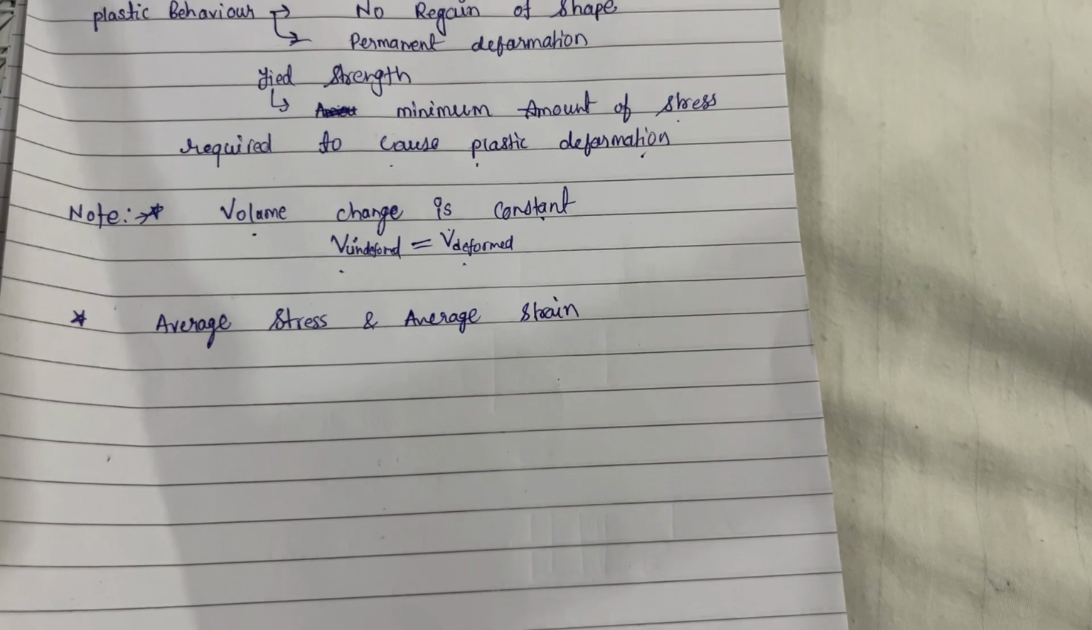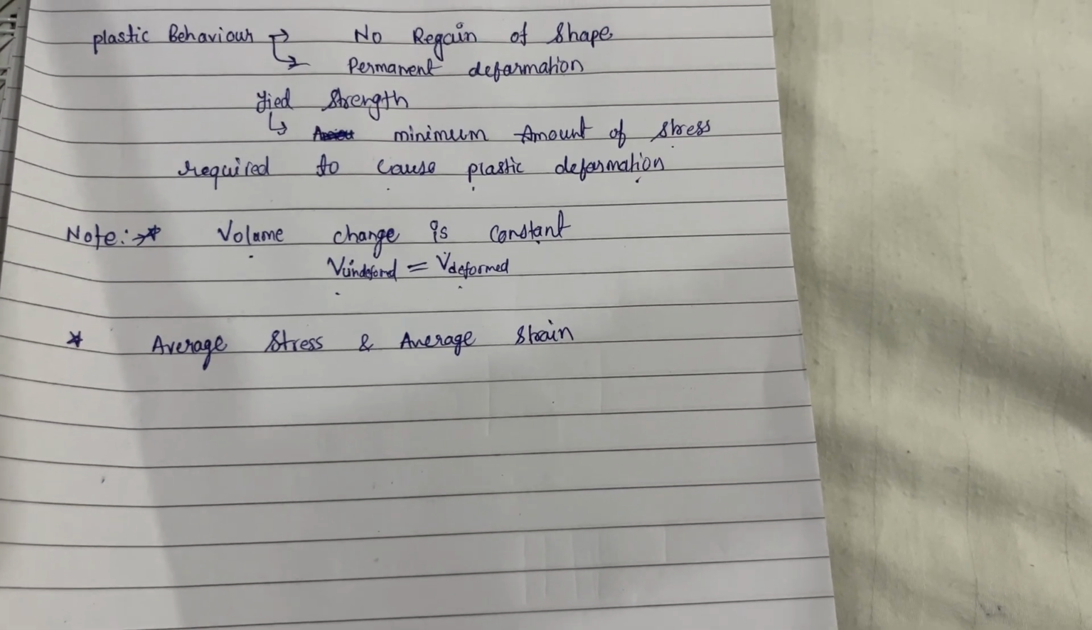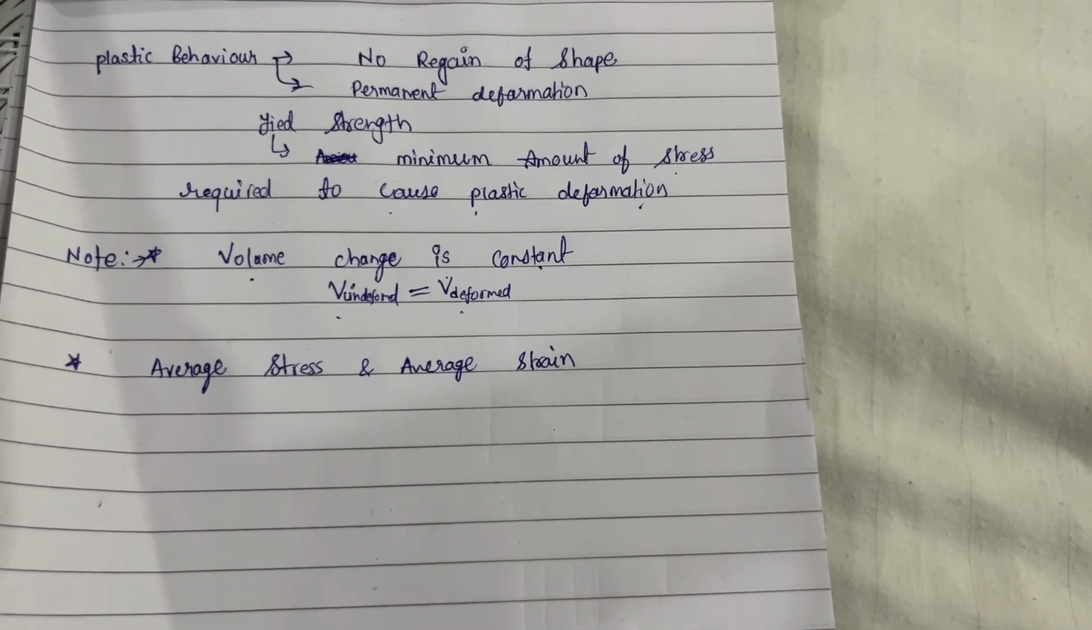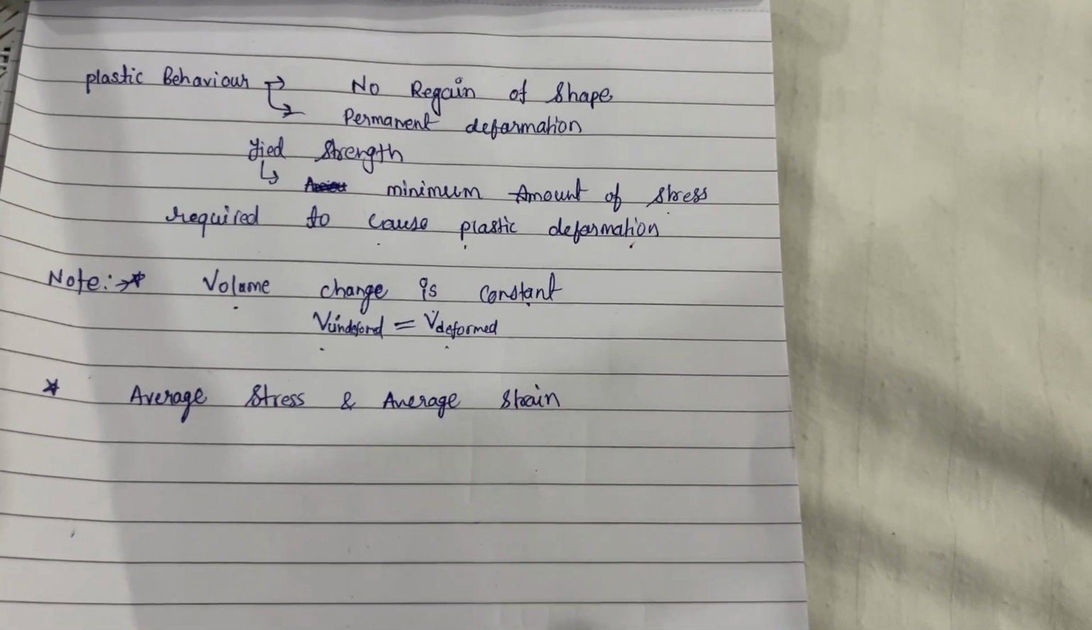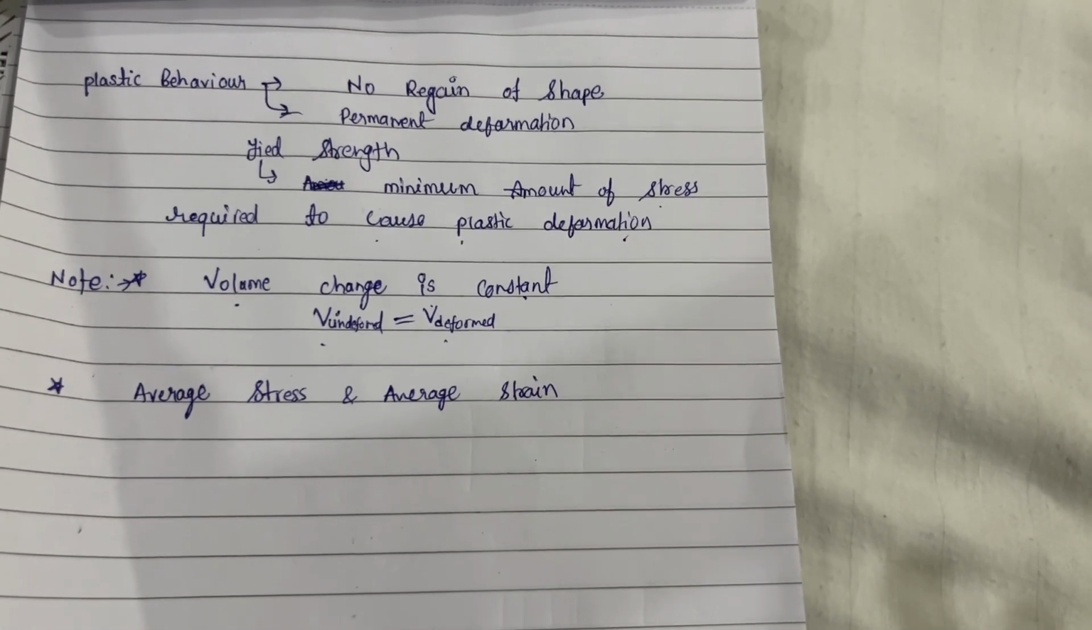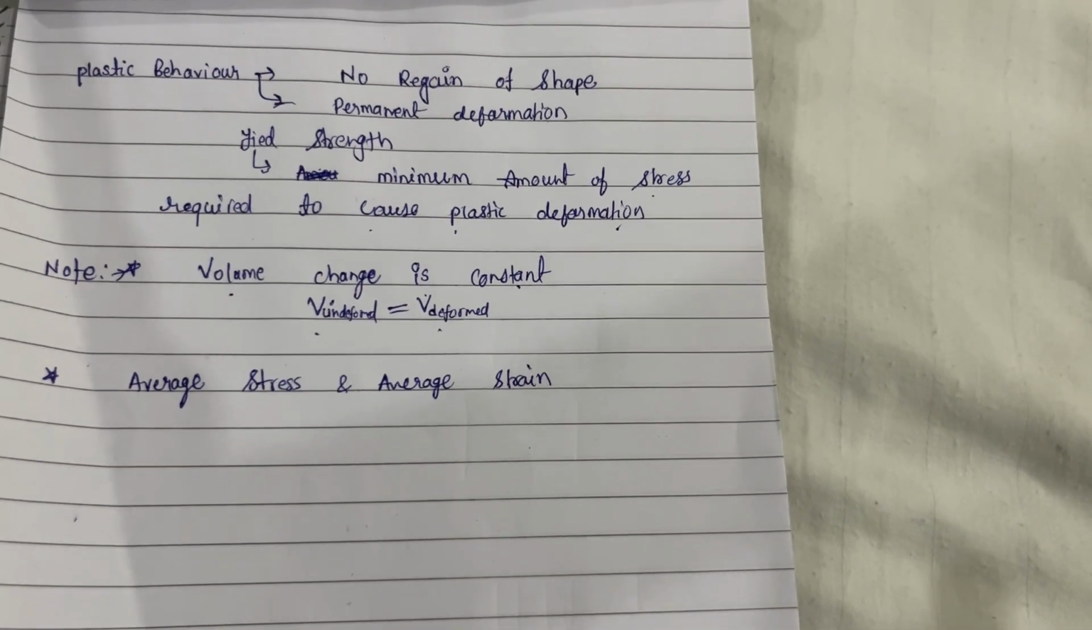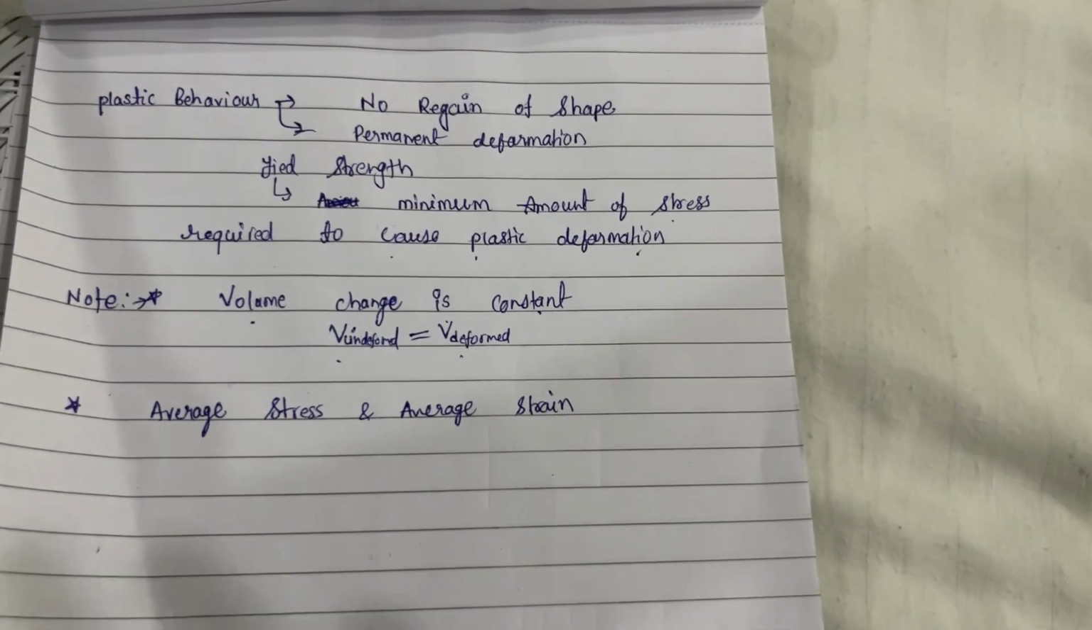So here come the terms average stress and average strain. Whatever stress and strain we have discussed above are called average stress and average strain, because we assume that the stress distribution is the same and there was the same deformation at each point.